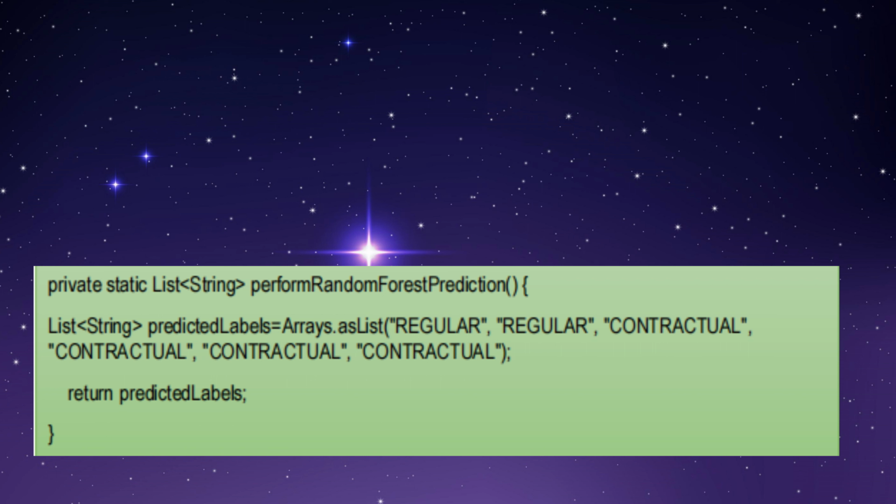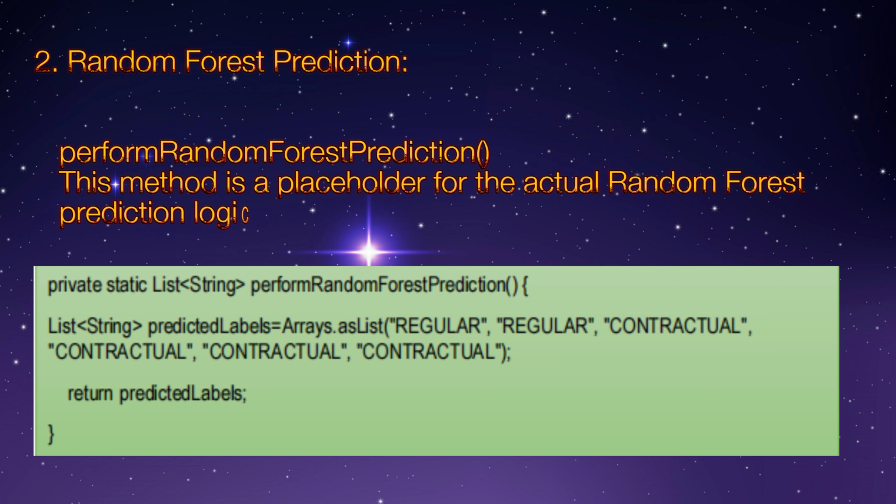In a real-world scenario, the logic inside perform random forest prediction would involve the random forest algorithm's prediction process, where it analyzes input data and produces a prediction for each data point. However, in the given snippet, the method serves as a placeholder and the predicted labels are predefined.